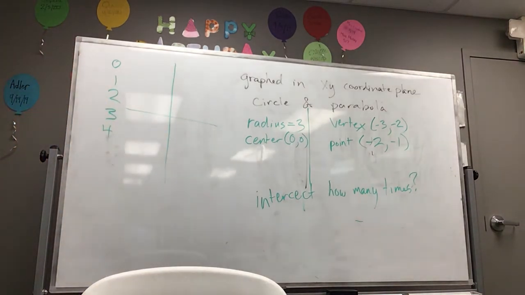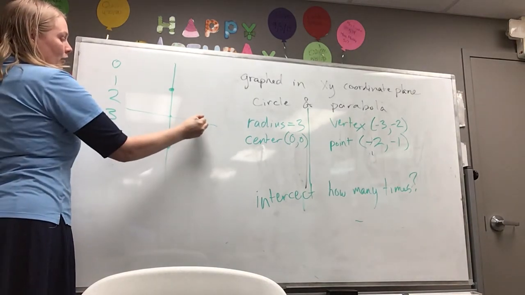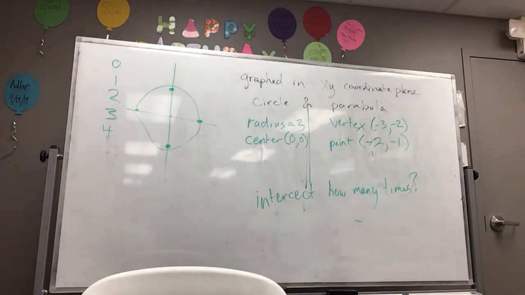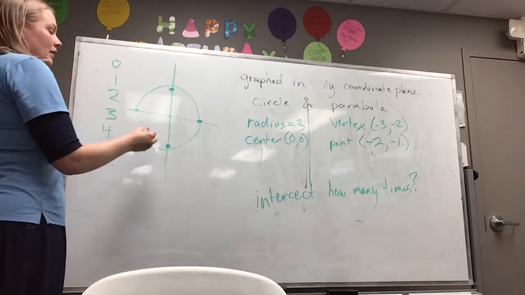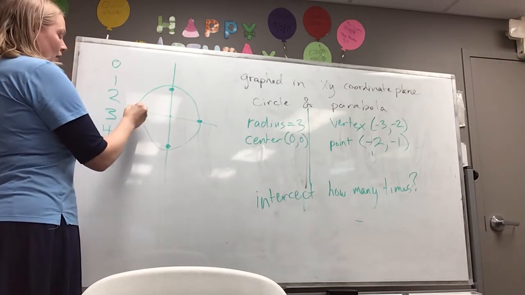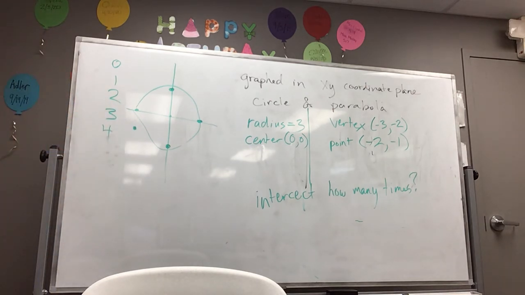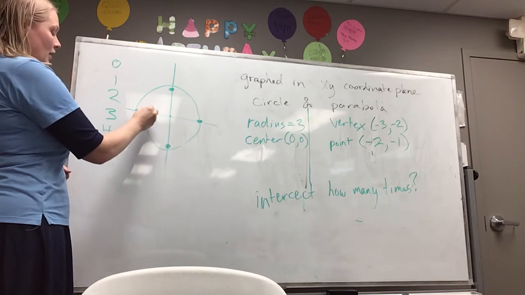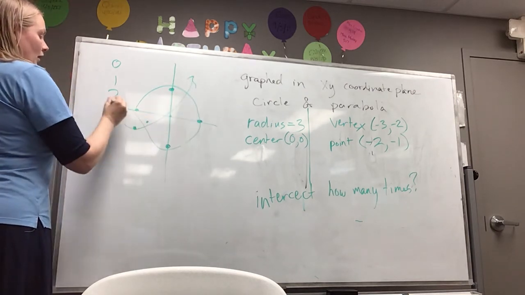Radius of 3, centered at 0, means it's going to be crossing at 3, negative 3, 3, negative 3. Here's our circle. Our parabola has a vertex at negative 3, negative 2. What do we know about parabolas? Vertex means they're symmetrical. So this has a point also at negative 2, negative 1. So we are going to be going here and here.